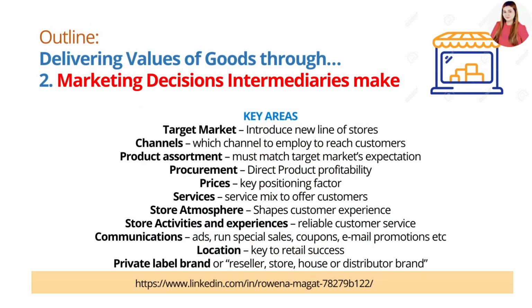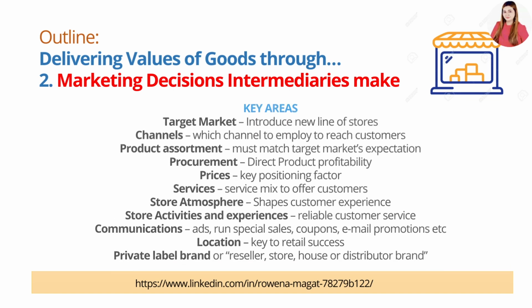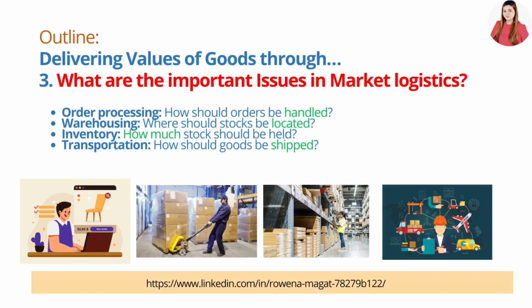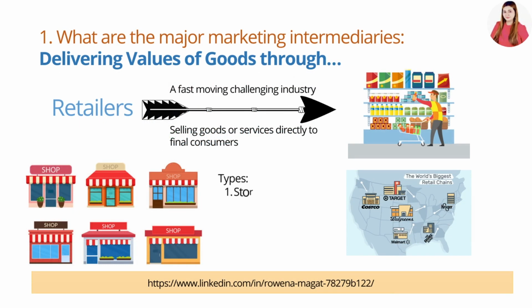The marketing decisions intermediaries make, they need to consider the key areas which are target market, channels, product assortment, procurement, prices, services, store atmosphere, store activities and experiences, communications, locations, and private label brand. What are the important issues in market logistics? We have order processing, warehousing, inventory, and transportation. For retailers, we have different types. Number one is store retailers, two is non-store retailing, and three is corporate retailing.